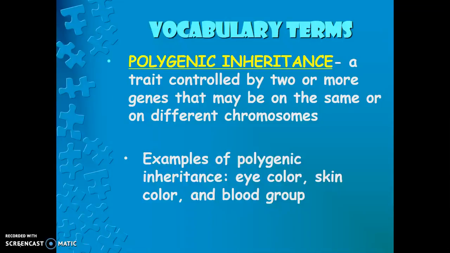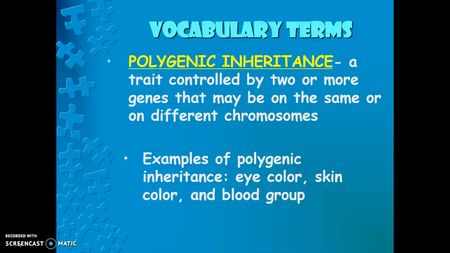It's actually controlled by two or more genes working together to create the outcome, okay? The most complicated one that we're going to study specifically in this class is your blood group, whether you're A, B, AB, O, positive, negative. That's going to be the most complicated one we're going to study by looking at the specific genes.